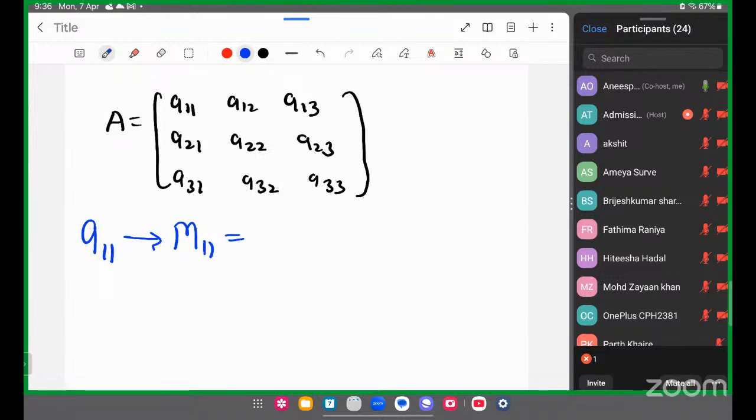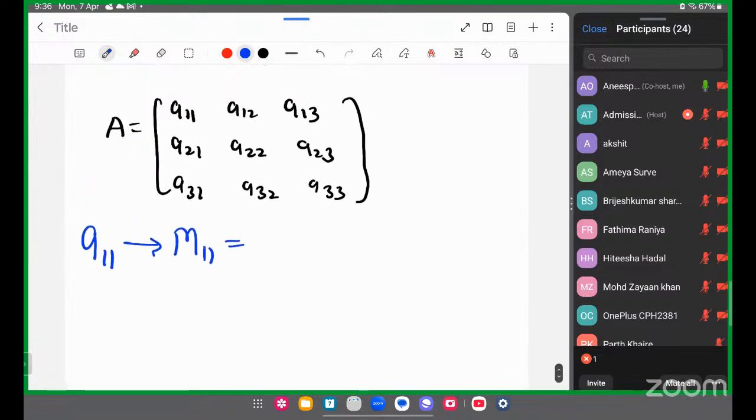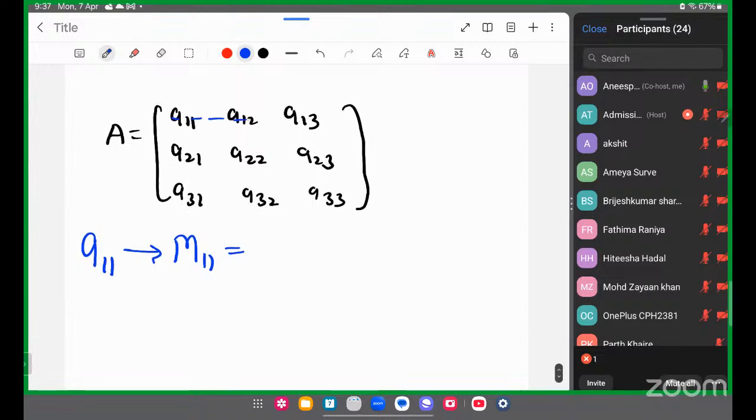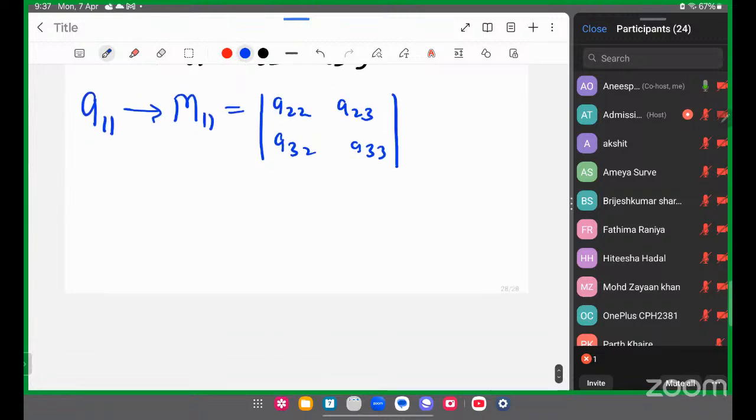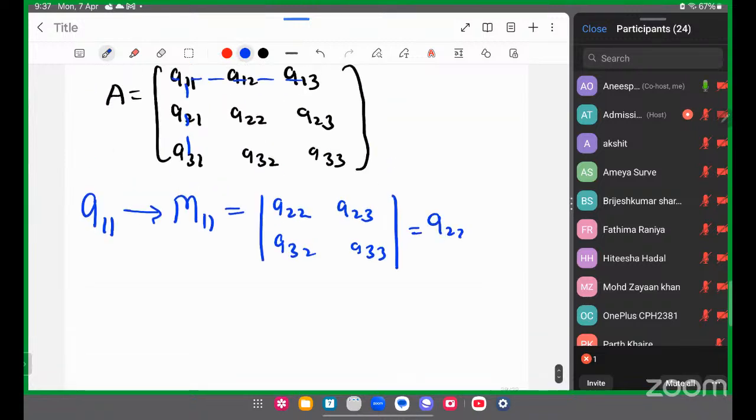We have to delete what? First row and first column. So if we delete the first row and first column, we are left with the determinant A22, A23, A32, A33, which will give us A22 into A33 minus A23 into A32. And if we know the minor, we can find the cofactor. In this case, 1 plus 1 is even, so the cofactor will be the same as the minor.